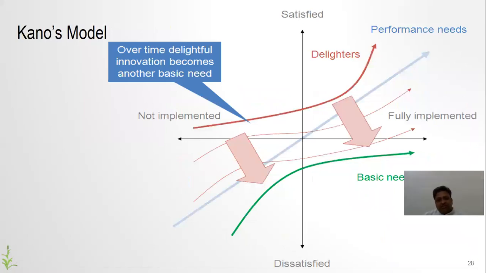If you put all these things into Kano's model, that is, not implemented, fully implemented, satisfied and dissatisfied, then over time a delightful innovation becomes another basic need. If you see here, the top line represents delighters, meaning performance needs, what the customer requires. Then gradually, over a period of time, it gets fully implemented and becomes a basic need. Once you have given those features in that product, that becomes a habit of the lifestyle. So that's what will become a basic need for the next demand.